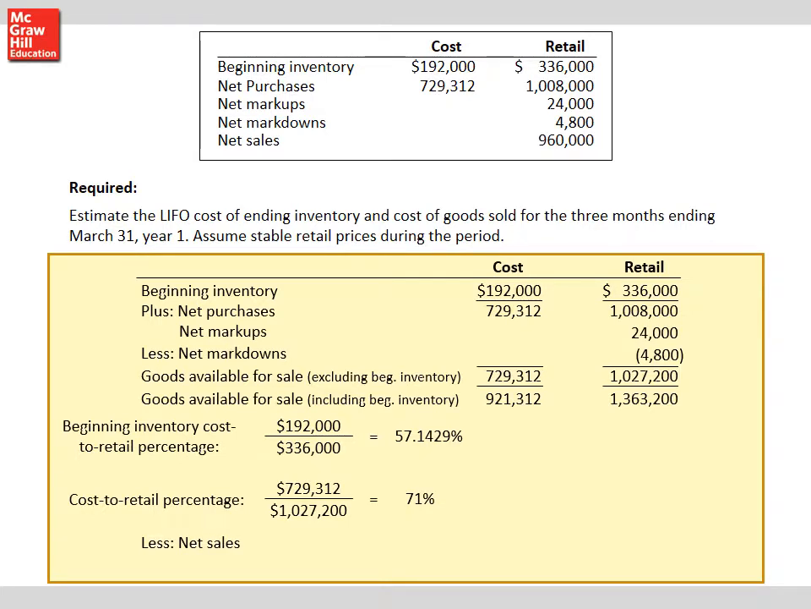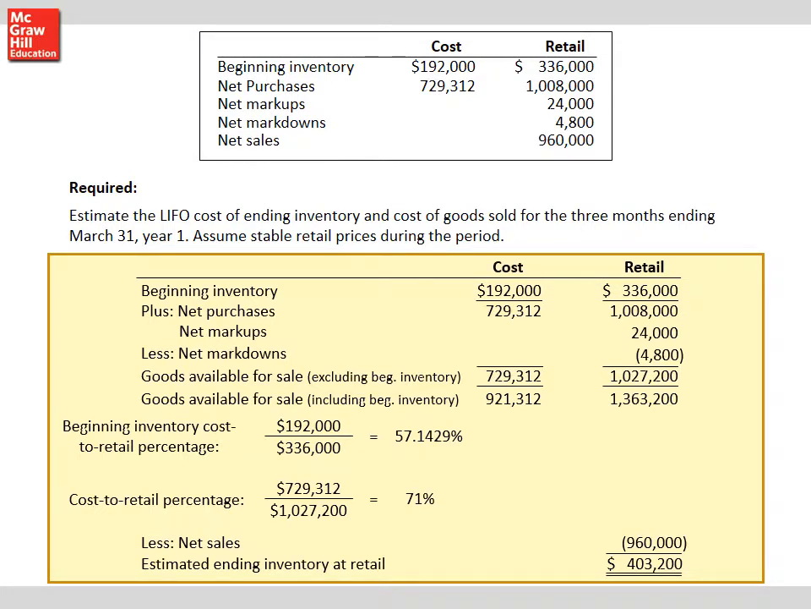We subtract our net sales from the retail side, $960,000. That's given. So what's left? Estimated ending inventory at retail, $403,200. Now we've got to convert that $403,200 to cost. Now remember what LIFO stands for. Last items in are the first ones out. So what's left in ending inventory?